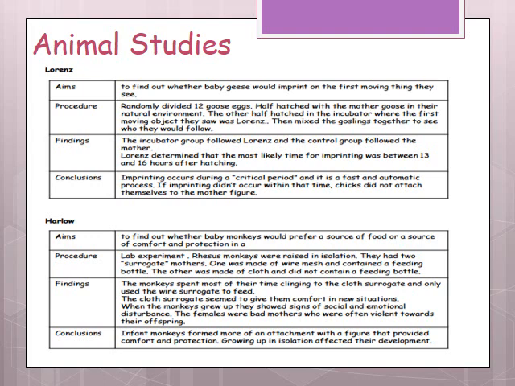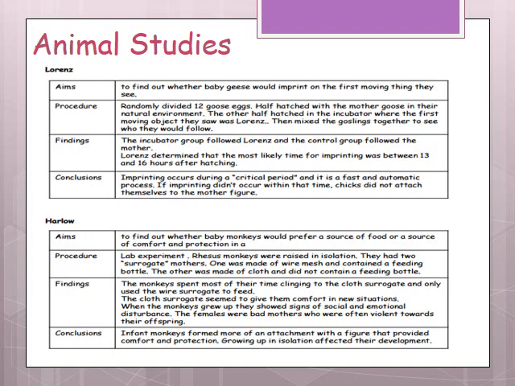So animal studies. You need to know about Lorenz and Harlow. So Lorenz took baby geese to see whether they would imprint on the first thing they saw. So he randomly divided 12 grey lag goose eggs. Half of them hatched with the mother, so that was the first thing that they would see. The other half hatched in an incubator, and the first thing they saw was Lorenz.